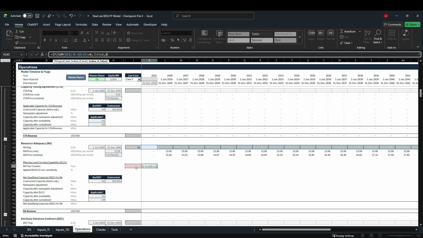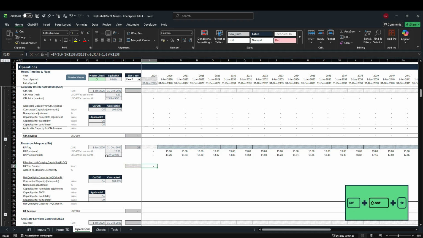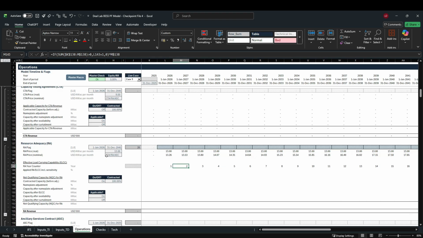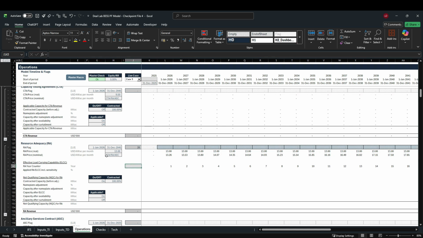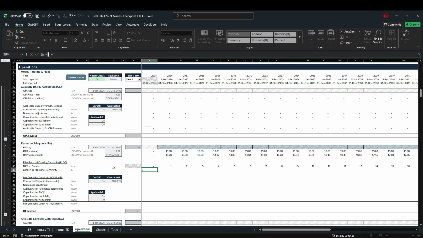Otherwise, we want a 0, close parentheses, and lastly, we will also multiply this by our resource adequacy flag so that the year counter actually stops once the contract is over. Here we can anchor again to our row, 1, 2 times F4, hit enter, drag it over, Control R. And now you can see that we have a nice year counter from 1 to year 20. And this will allow us to use an XLOOKUP to look up the respective year.